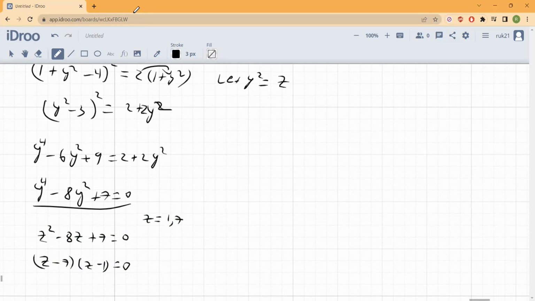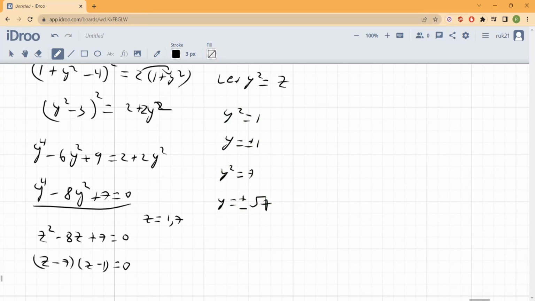But let's remember, we're not looking for z, we're looking for y. So now we go back to y and figure it out. The first option is y squared equals 1, so y is equal to plus or minus 1, the square root of 1. The second is y squared equals 7, so y is equal to plus or minus root 7.